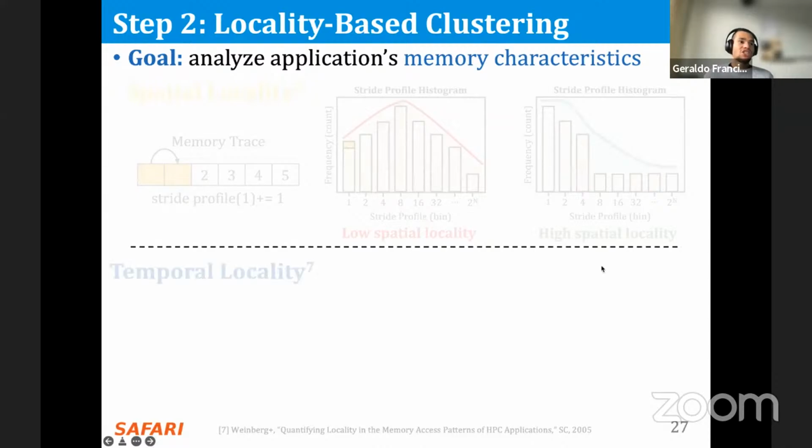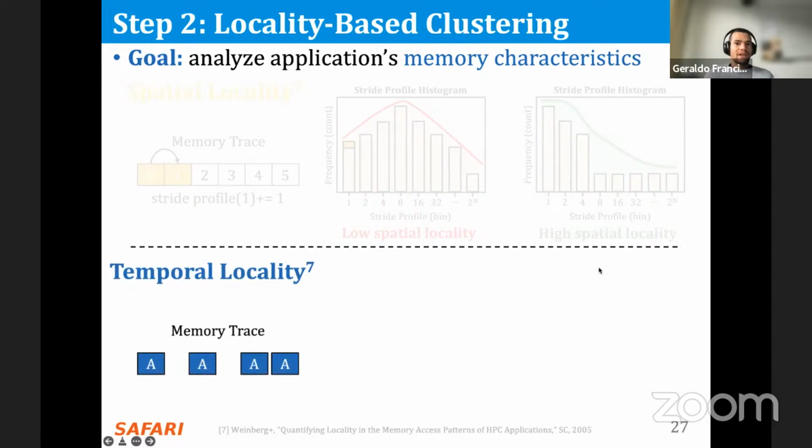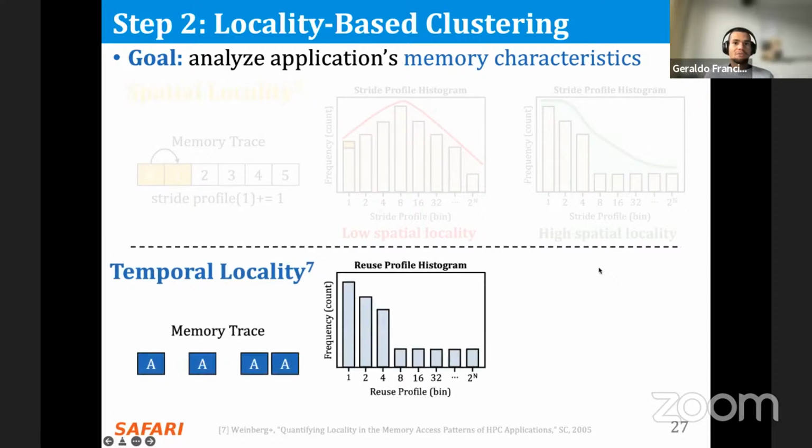Similarly, we evaluate how much temporal locality the application has. For this, we collect the memory trace of the application to create a histogram called reuse profile, where each bin represents the number of times a memory address is reused. For each memory address, we increment the bin that represents the corresponding number of repetitions. In this example here, memory address A is reused 4 times. Thus, we increment the reuse profile in bin 4 to indicate such reuse has been observed.